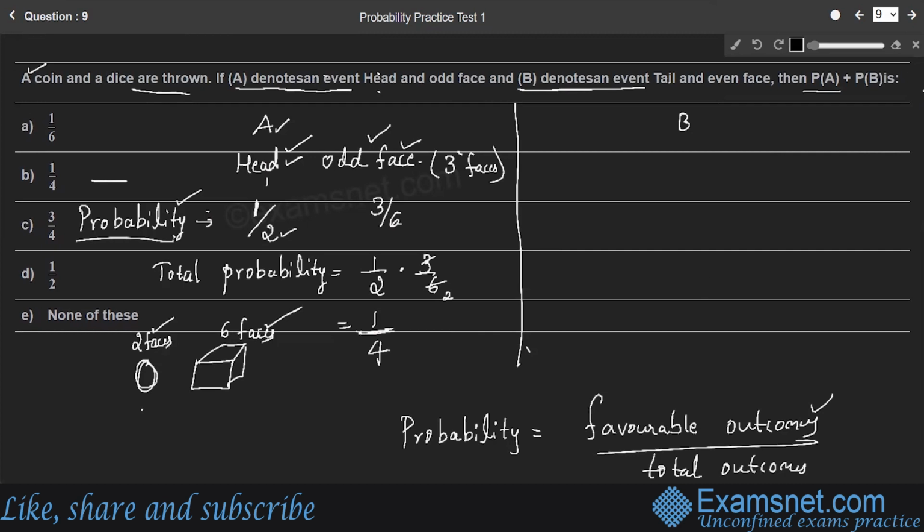The second event, in which we find the probability of getting a tail and even face. How many tails are there in a coin? There is only one tail. And even faces are 3: 2, 4, and 6 are the even faces, whereas 1, 3, and 5 are odd faces. Therefore, consider the probability.